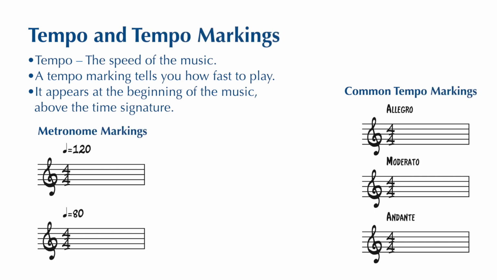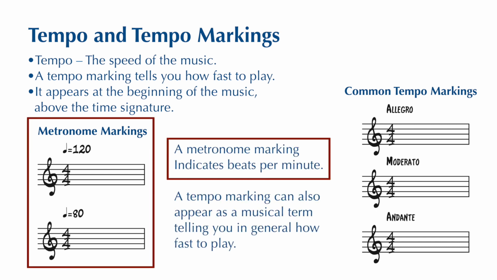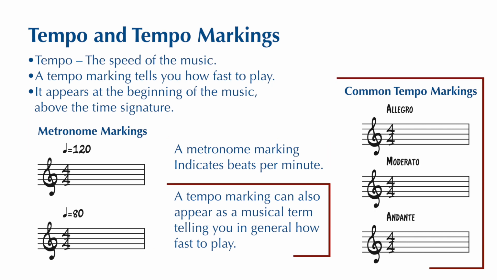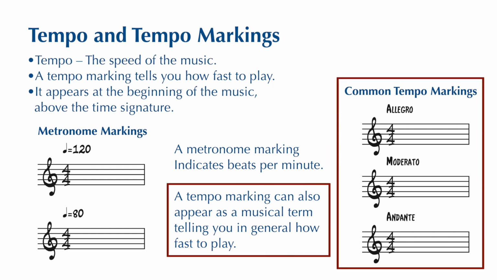Tempo is how fast you play. A tempo marking appears at the beginning of your music right above the time signature, telling you how fast to play. You might see a specific metronome marking. This marking means that the quarter note ticks along at 120 beats per minute. And this marking means that the quarter note ticks along at 80 beats per minute. You may also just see a term at the beginning telling you, in general, how fast to play.